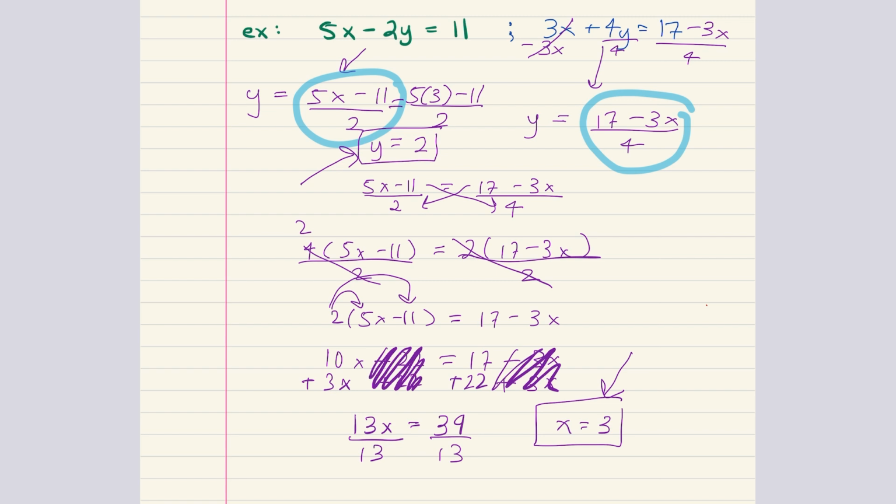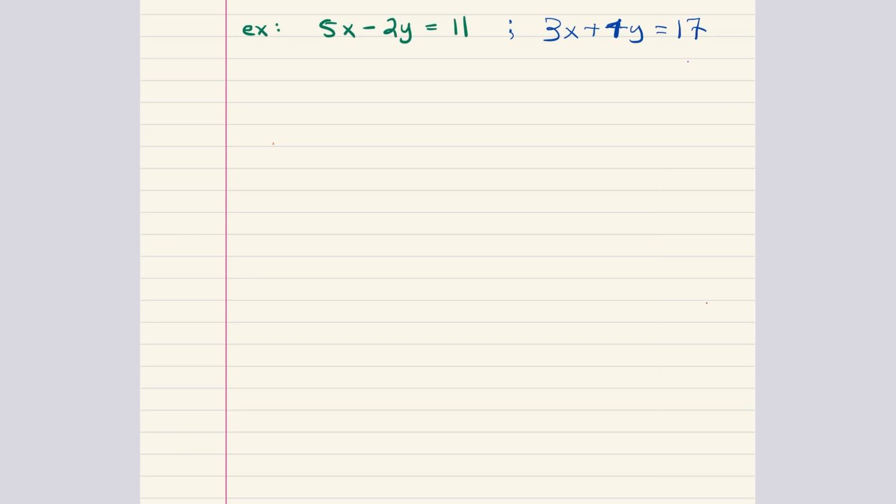Let's go ahead and try our third and final method, which is elimination. I'm going to go ahead and erase the board and we'll get started. In elimination, you want to multiply or divide one or both of the equations to get the same coefficient in front of one of the variables in both equations. Then you can add or subtract the equations as necessary to eliminate one of those variables.